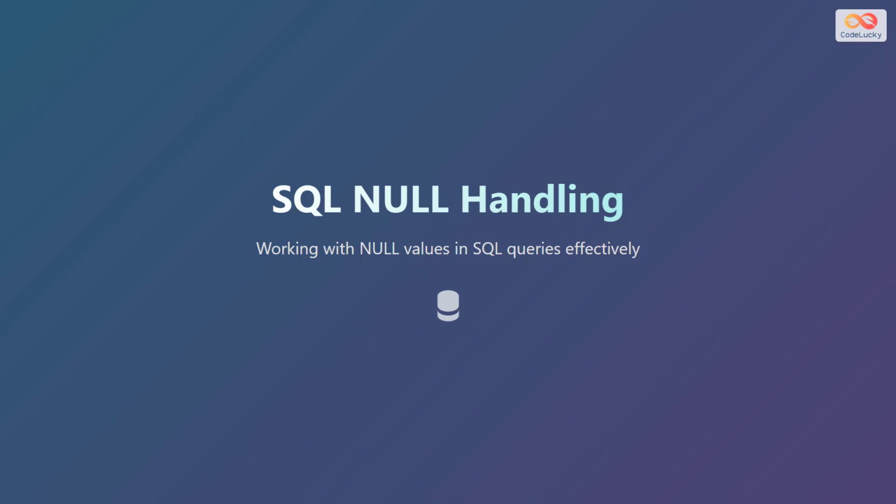In this lesson, we will explore how to effectively work with null values in SQL queries. Null values represent missing or unknown data, and it's important to understand how to handle them correctly to get accurate results from your database.